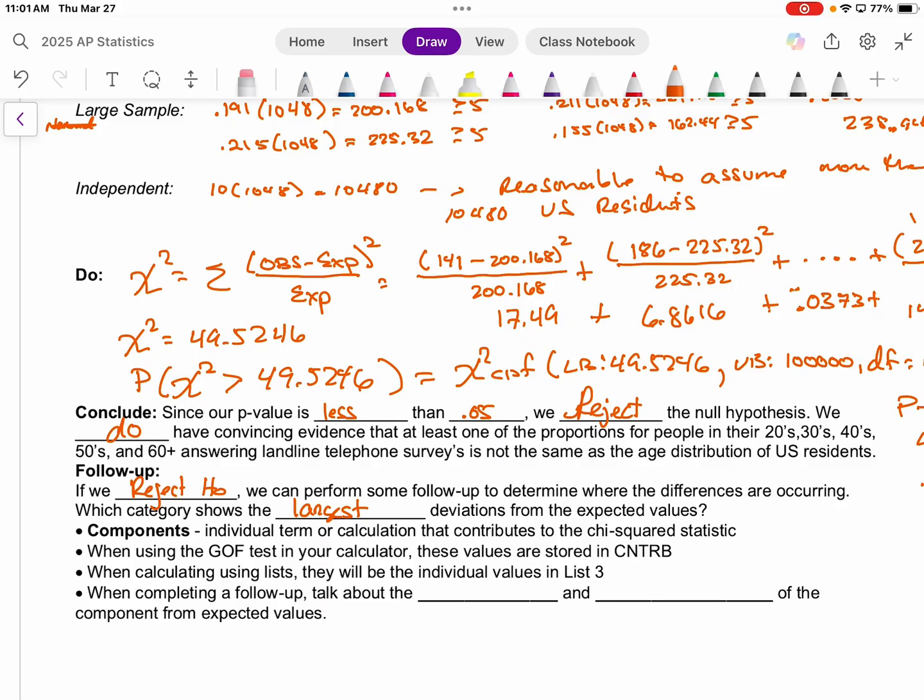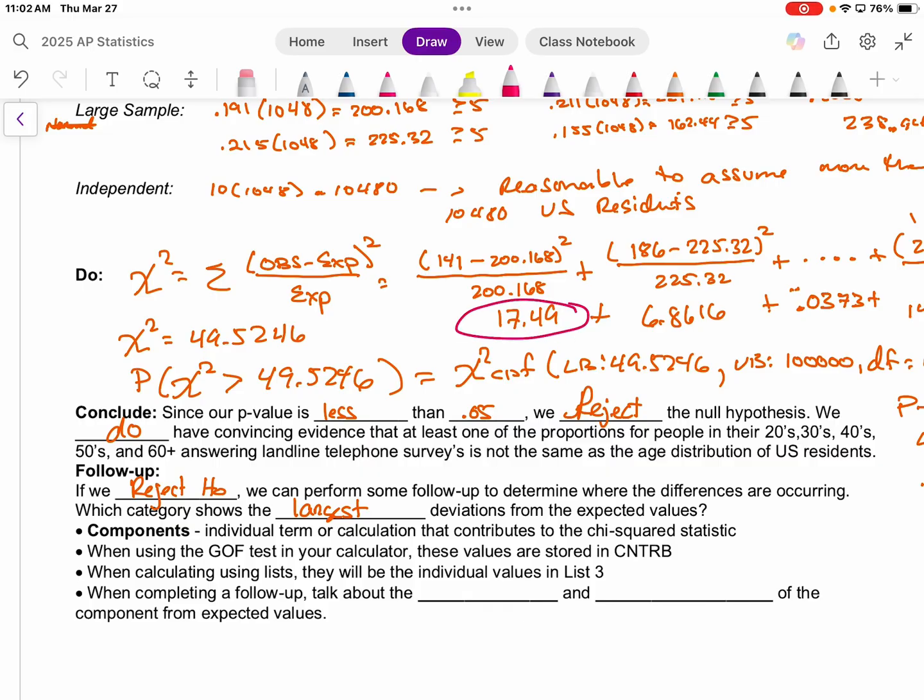Looking at what I have listed there, we had 17.49, 6.8, 0.03, something else, and then we had like a 14, then we had a 10. So which one of those had the biggest value? Yeah, the 20-year-olds, the 17. Okay, so the 20-year-olds had the largest contribution to our chi-square statistic. So in our case here, we would say this first category, the 20-year-olds, had the biggest contribution.